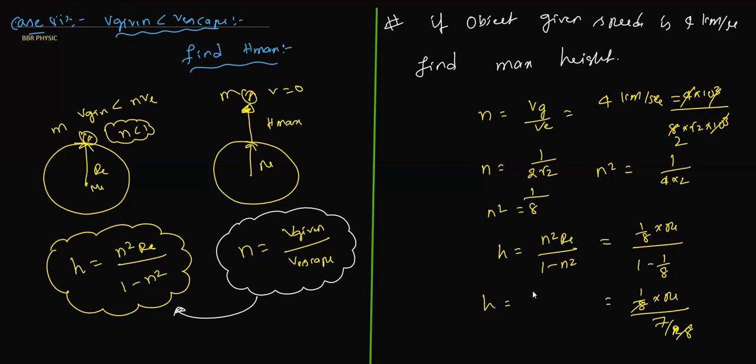So h equals up to Re by 7 it can travel. You can substitute this Re value, 6400 kilometers, divided by 7 also. So you can calculate the answer. The answer will be around 900 kilometers here.